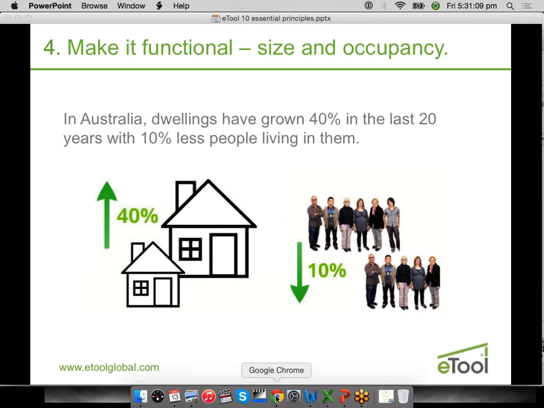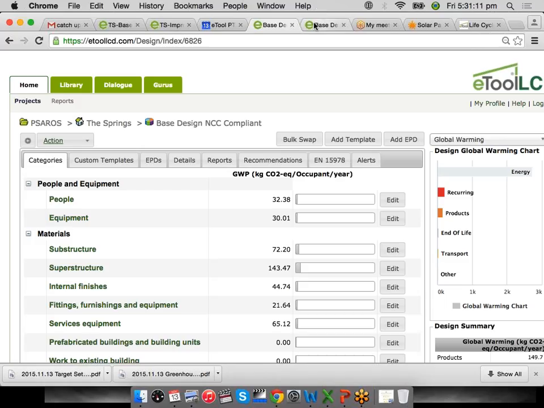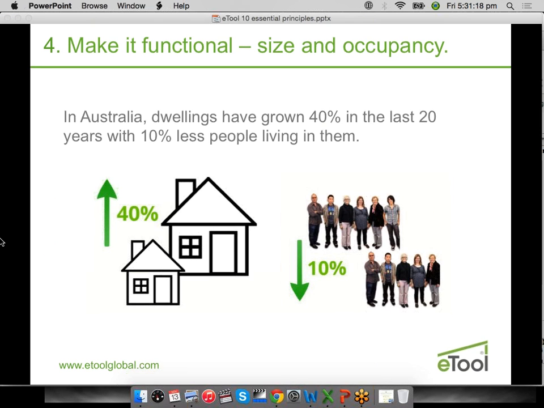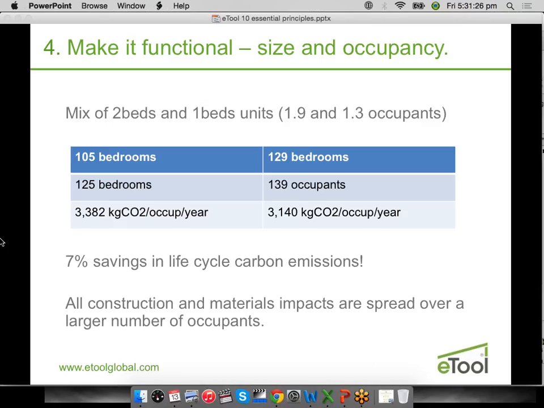principle, and you can demonstrate that here with the occupancy. One of this project, Psaros, is 90 units, 80 units, sorry, and it's a mix of 2-bedroom and 1-bedroom units. So a 2-bedroom unit will have an average 1.9 occupants. That's throughout the building life, and a 1-bedroom unit will have 1.3 occupants. It's just an algorithm for calculating the average occupancy.